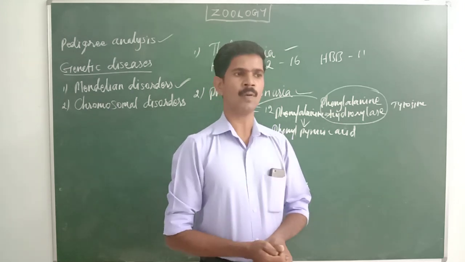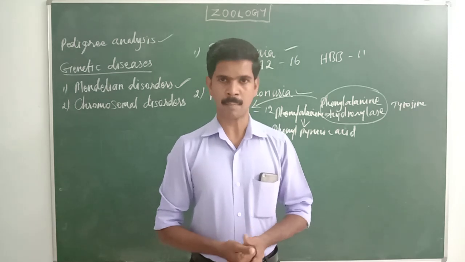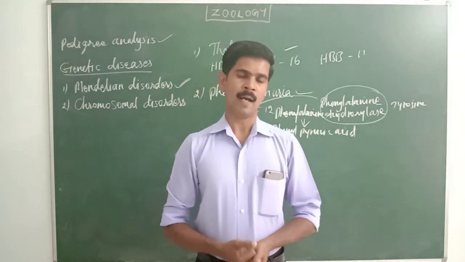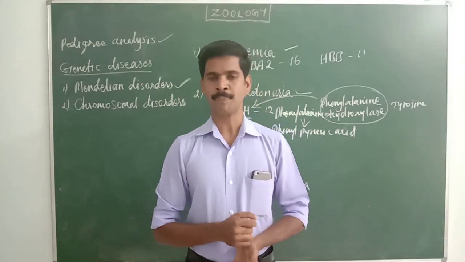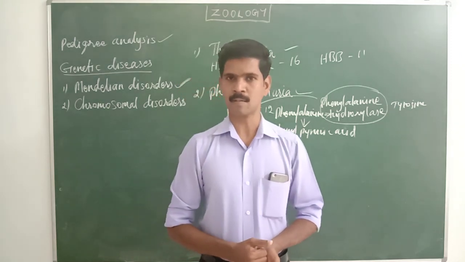Okay, actually you all know our body color is given by a pigment. Name of the pigment is called melanin. And this melanin is produced inside cells present in our skin. Name of the cells is called melanocyte.